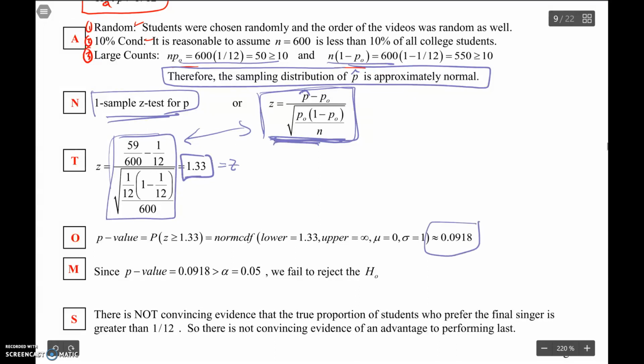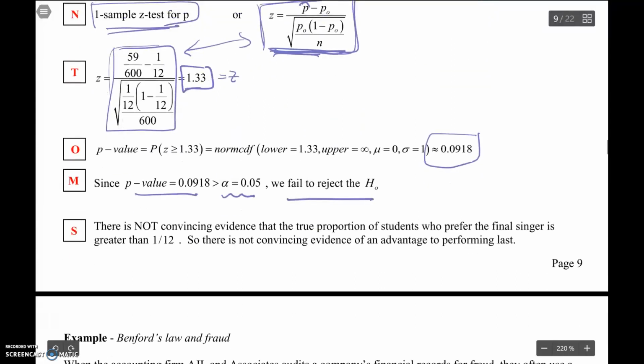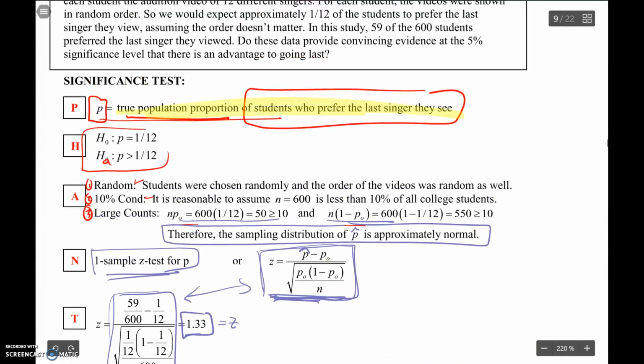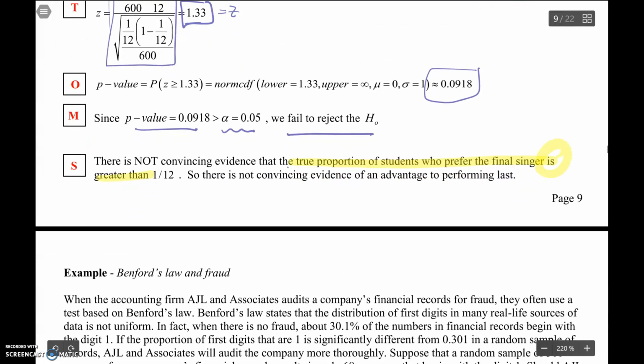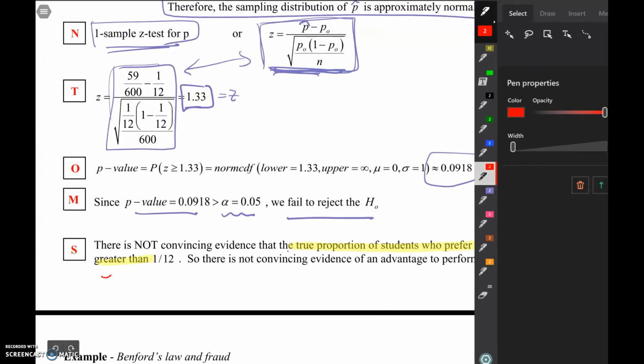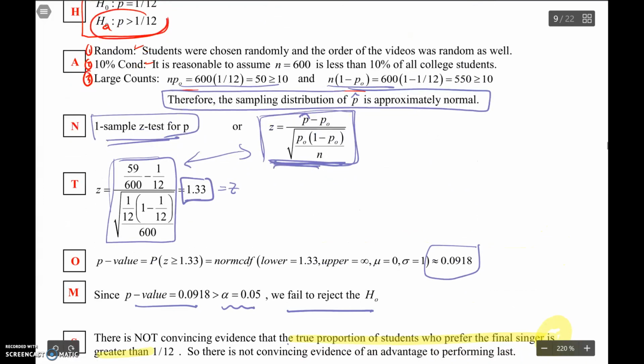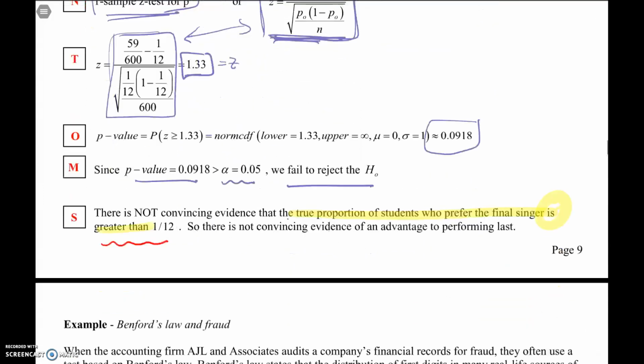P-value, calculate it. For make the conclusion, compare your p-value explicitly to the alpha value, and your decision is either going to be reject the null or fail to reject, and then your conclusion. And remember, your conclusion is either there is or there is not evidence that the true proportion of whatever, that's going to come from right here, is, and then you always word this in terms of the alternate. is greater than 1/12. All right.